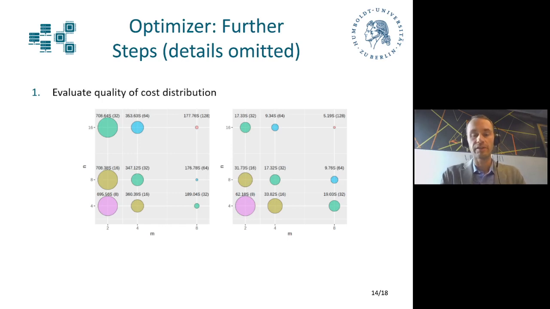There are further details of the optimizer. I only briefly go into them here. We also evaluate the quality of the cost distribution. So in this graph, the right one here, we can see these bubbles. Each bubble with the same color marks that they have the same number of nodes. For example, this one here has 60 nodes, this one has 60 nodes, and the size of the bubble marks how long the execution took.